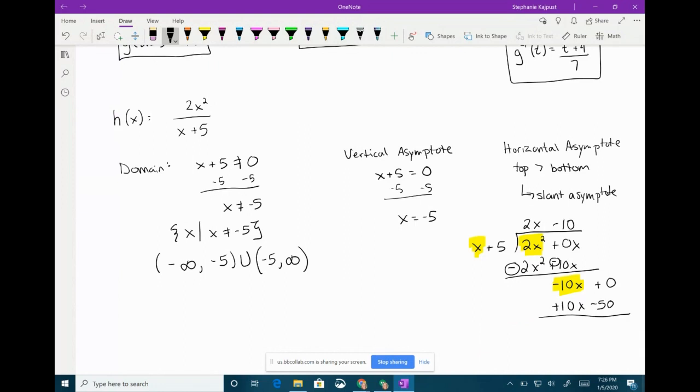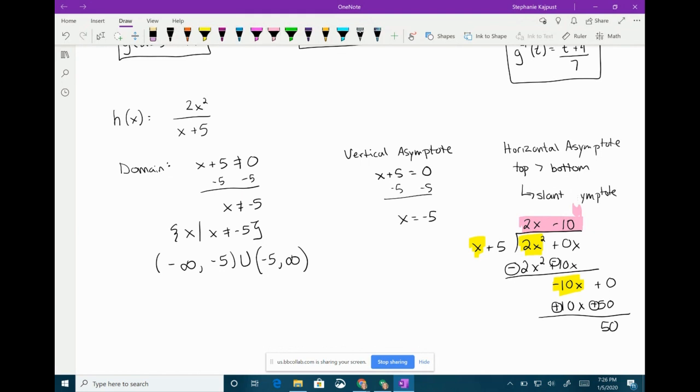And then when we subtract, that ends up changing all the signs, and I always circle them so that I remember that I've changed those. So all of those negatives become positive. So then I have 10x plus 10x, which is 0, and then I have 50. And 50 is a remainder because you can't multiply x by something to get to 50. Now, when we're finding slant asymptotes, we don't care about the remainder, we just care about the first part, what we're dividing by. So this is our slant asymptote, 2x minus 10.